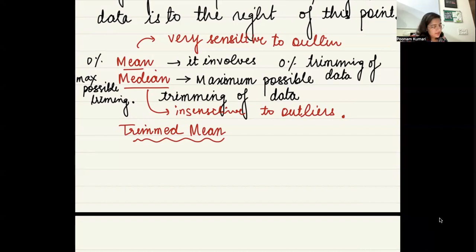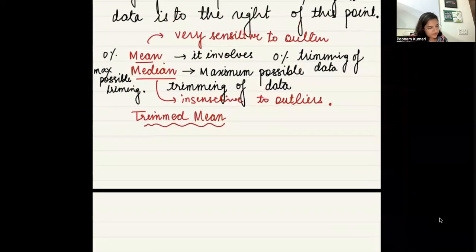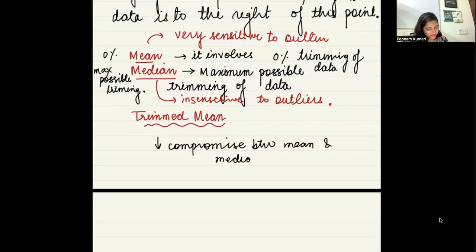So what is a trimmed mean? Trimmed mean, we'll understand how to calculate it. It's kind of a compromise between these two. And what do we do in this? We trim some observations.